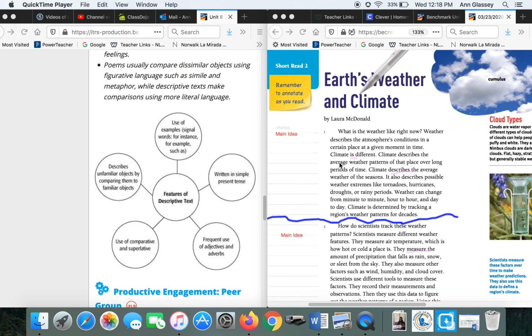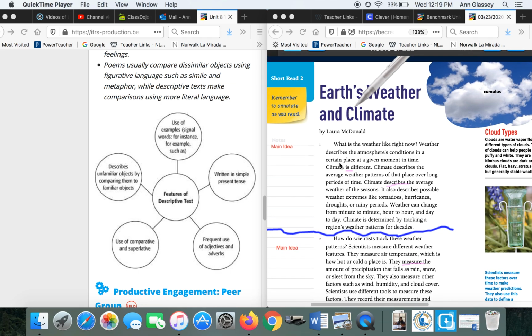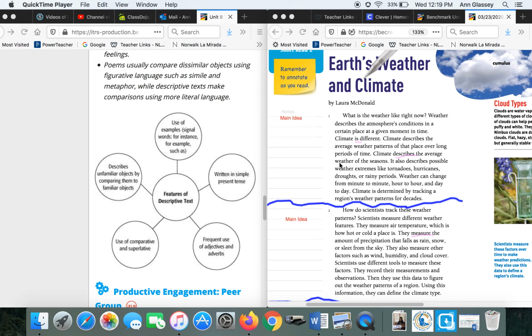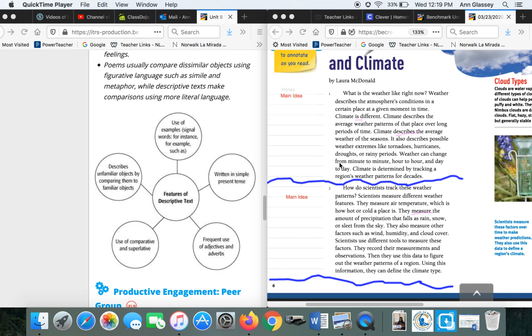This article is informational text. It is nonfiction and it is giving us information. It is also called descriptive informational text. Here are some of the features of descriptive text. It is written in the simple present tense.